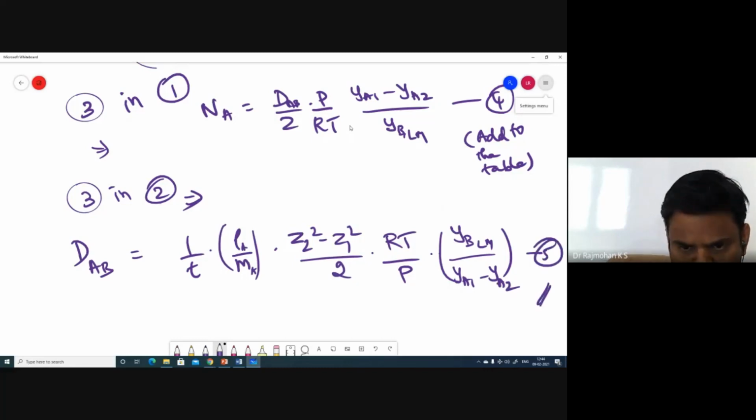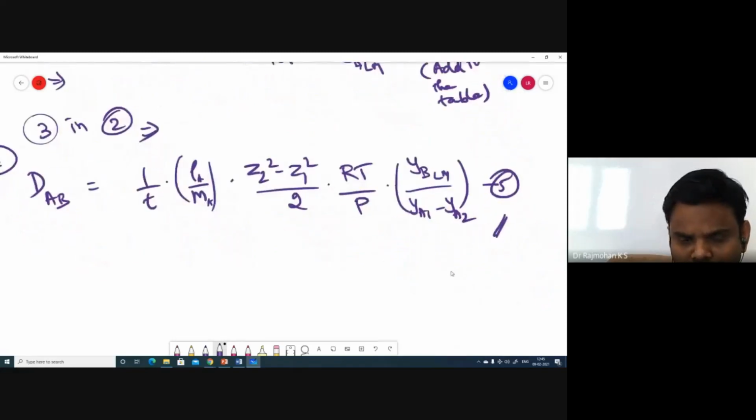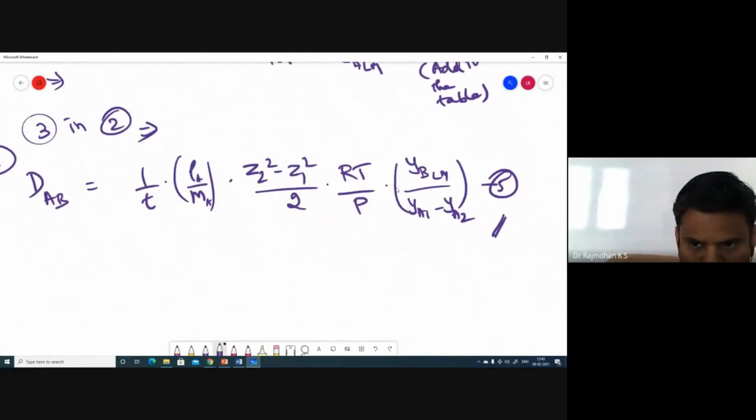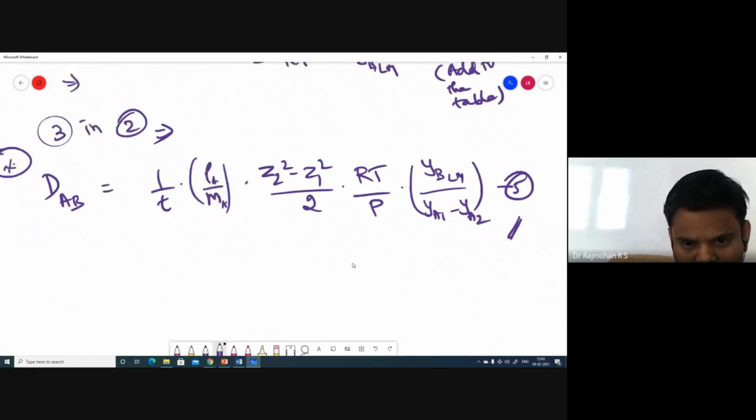So this is another form because mole fractions can be given directly instead of partial pressures. You should be able to make use of this equation to find the diffusivity, because sometimes total pressure will be given, so we can make use of the mole fractions.